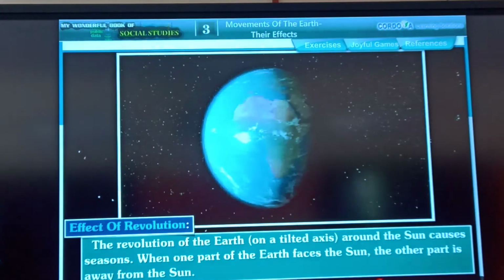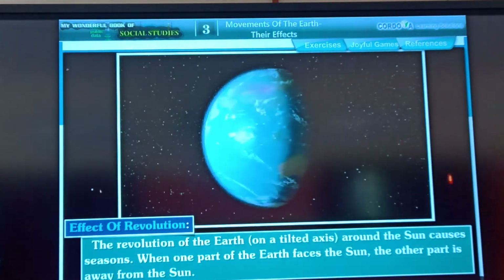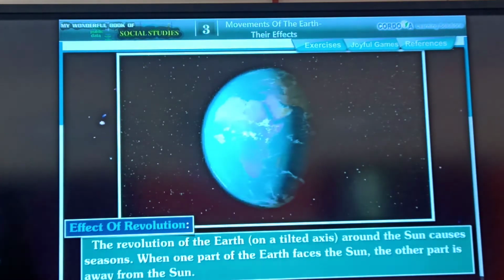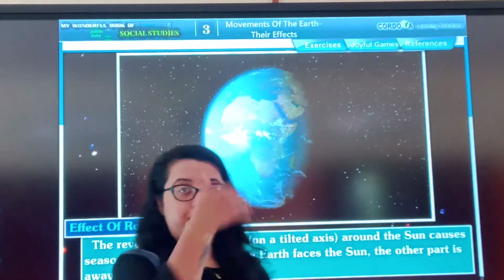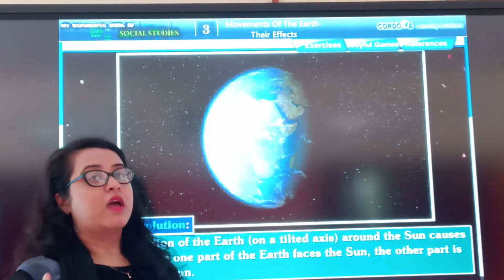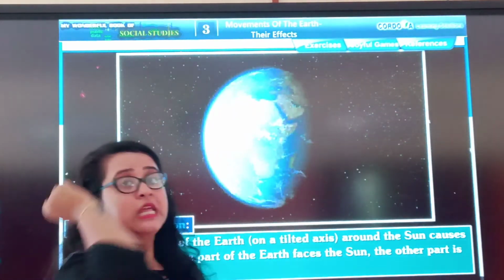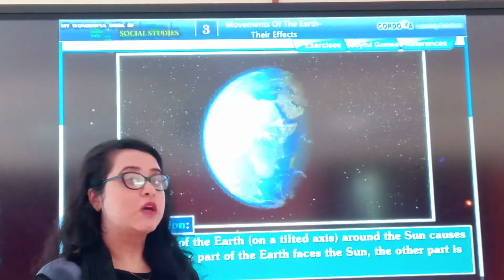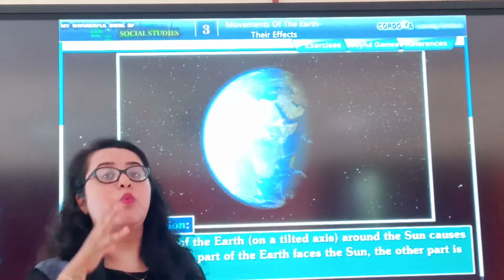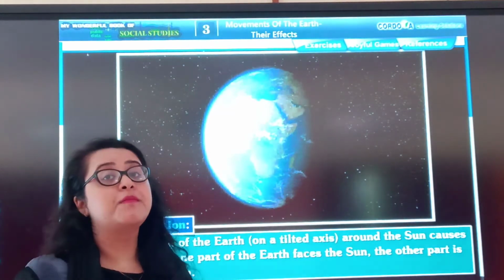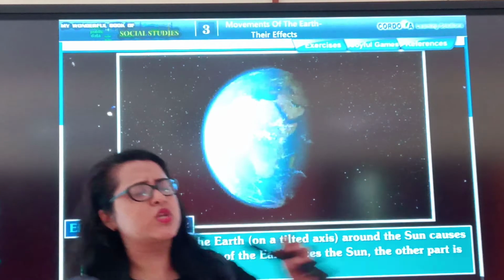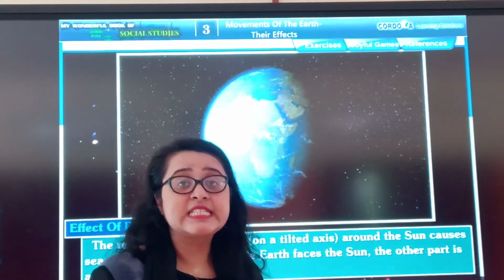When one part of the earth faces the sun, the other part is away from the sun. The part of the earth that faces the sun experiences summer, while the other part experiences winter. जो part sun की तरफ ज़्यादा होगा, that part will experience summer, and the part which is against the sun, that part will experience winter. Okay? जहाँ पर सन की रोशनी ज़्यादा टाइम तक रहेगी, वो पार्ट और वो कंट्रीज और वो स्टेट्स विल हैव समर दैट टाइम. And when the earth revolves, the earth goes far from the sun. At that time, we will have winter.